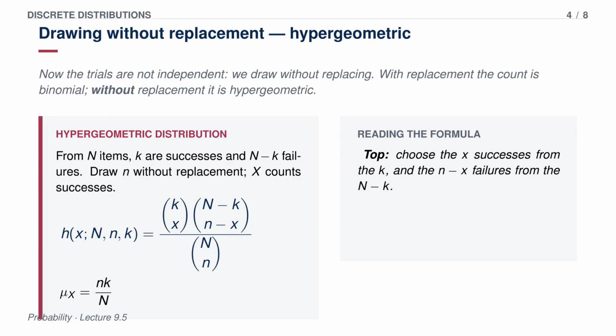Let's read that formula in plain language, because it's just counting. The top counts your good draws. Choose which x successes you pulled from the K available, and which n minus x failures from the rest. And the bottom is every equally likely way to pull n items from N. N choose n. Favorable arrangements over total arrangements. No per trial probability p anywhere, because once you remove an item, the odds shift.